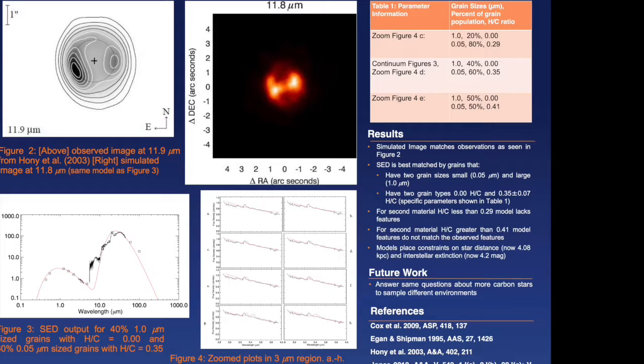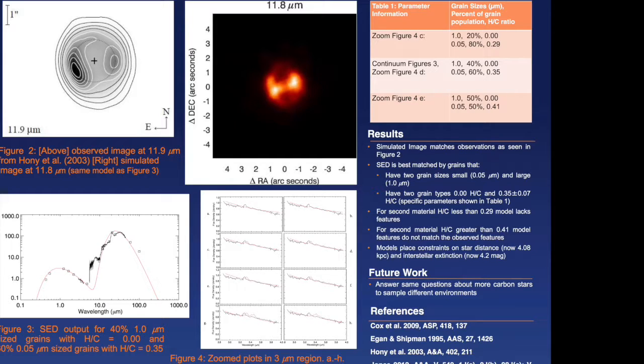For figure 4, part E, there is a 50-50 split of large and small grains, large ones having a hydrogen fraction of 0, and the small ones having a hydrogen fraction of 0.41. Figure 4 and Table 1 constrain the hydrogen fraction of small dust grains to 0.35 plus or minus 0.06. Less than 0.29, and the model does not have any features in the 3 micrometer region. Greater than 0.41, and the features seen are too strong at 3.4 micrometers to match the observations.